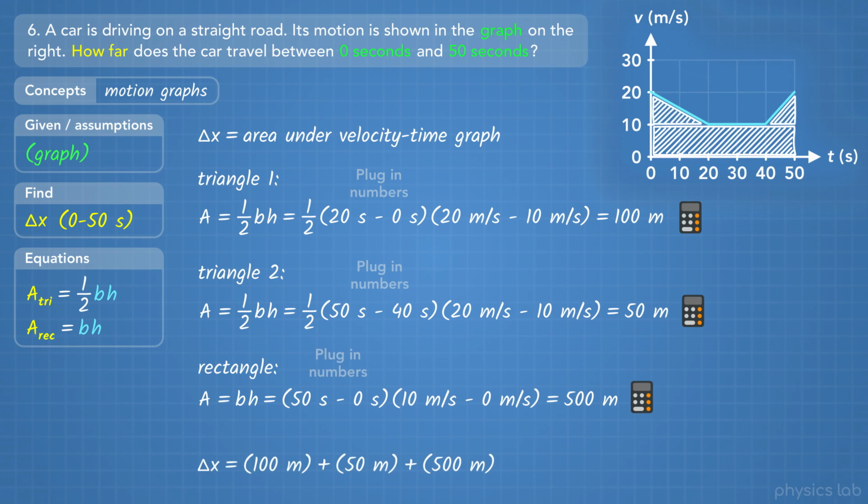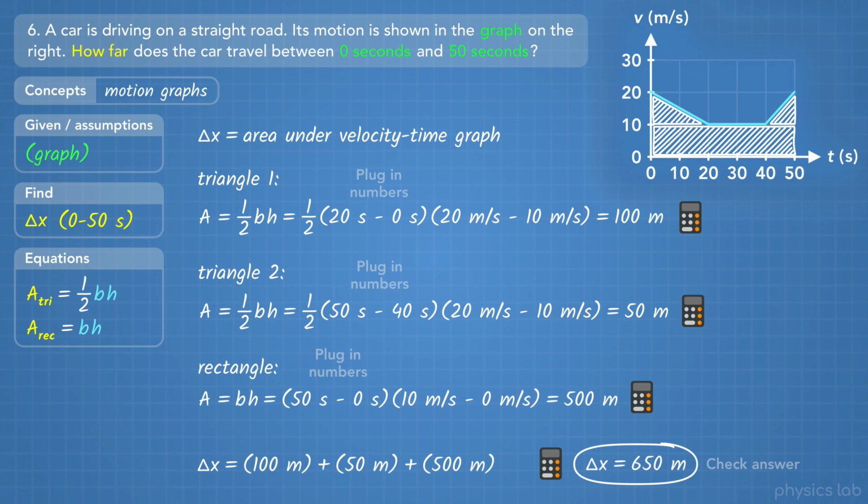Now we just add up all three areas, 100 meters plus 50 meters plus 500 meters, and we get 650 meters for the displacement of the car between 0 and 50 seconds. So does that answer make sense? The velocity is positive the entire time, so the displacement should be positive. And the unit is right for displacement.